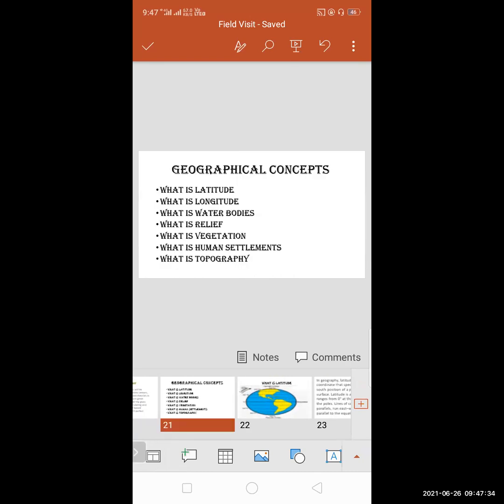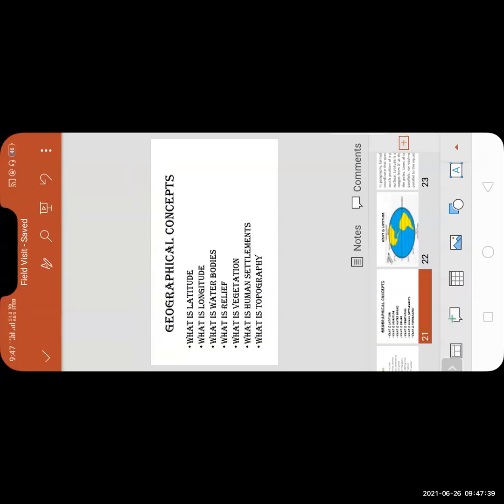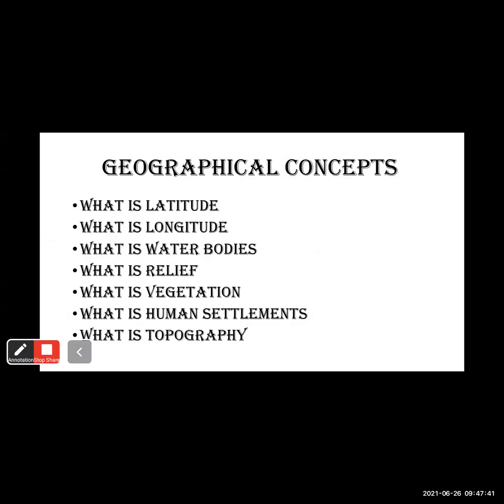I will just move the slides. You go through all this. I will not explain again. I'm just moving the slides.